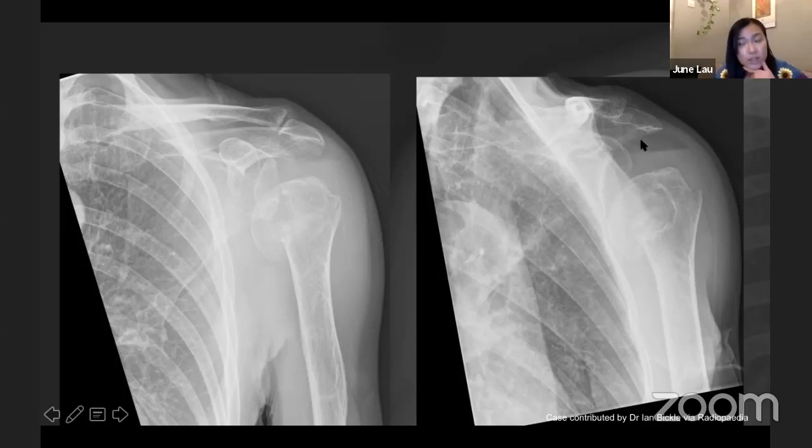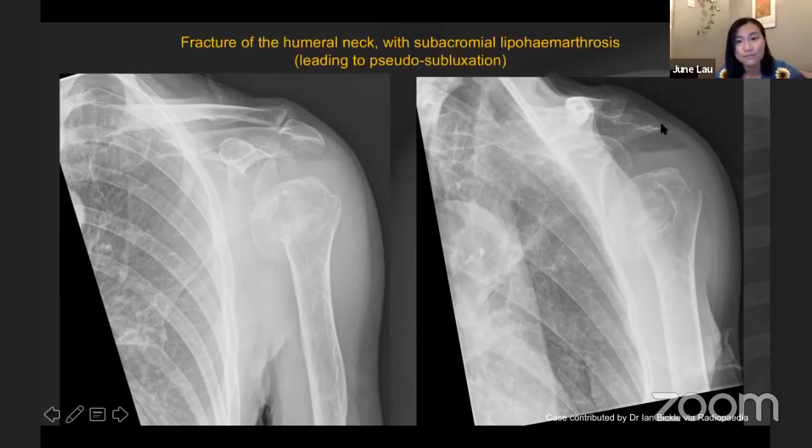It's increased joint space due to a traumatic effusion. Increased joint space, sorry.